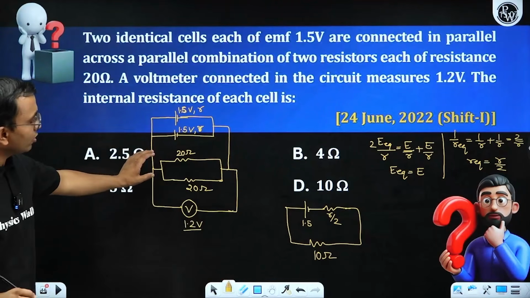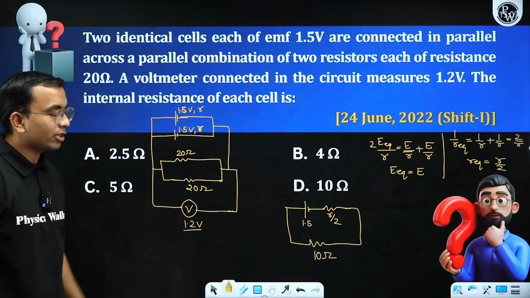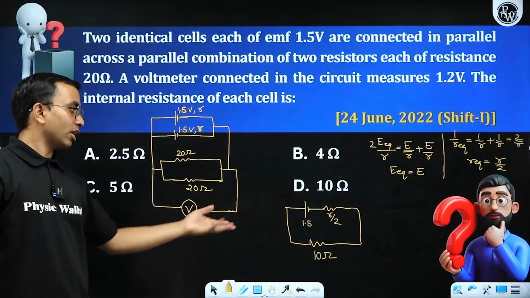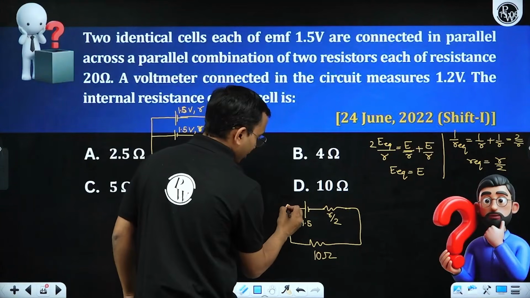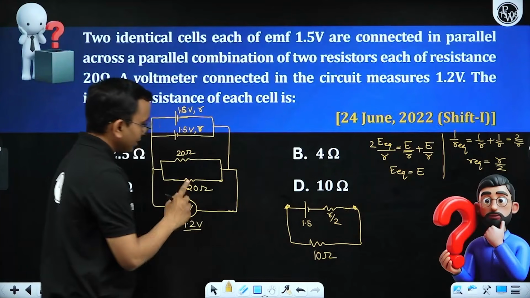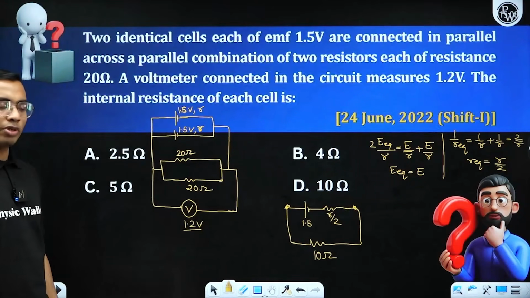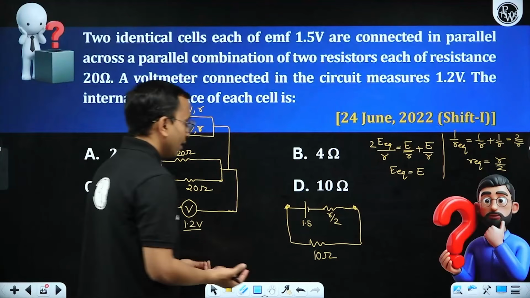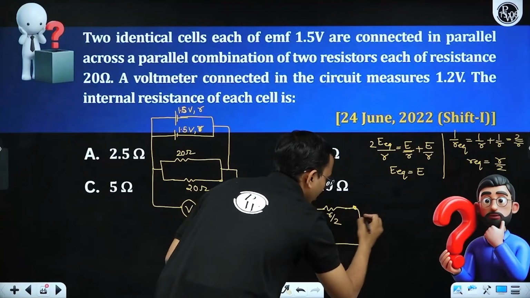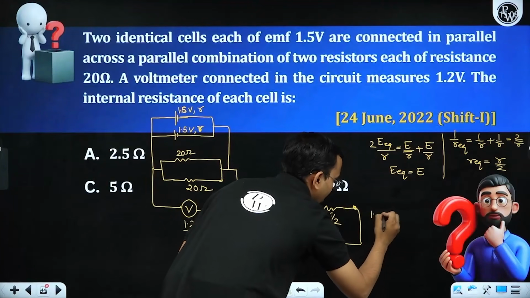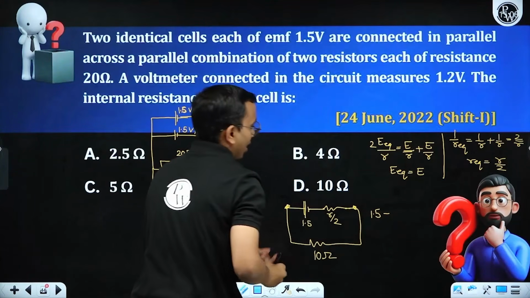Okay, the equivalent of these two is 20. Now we need to find the potential across the cell, or you can say across the 10 ohm. Cell means across the terminals here, so that is given to us as 1.2. How to write that? I can say that is E minus IR, E is 1.5 minus I.